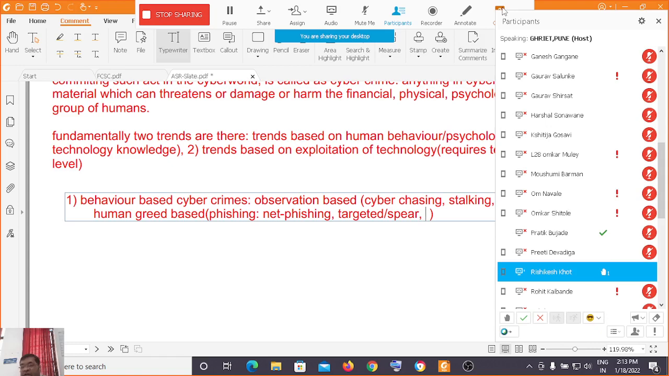Stalking is when you send abusive messages to someone unnecessarily. Abusive messages, abusive calls, threatening and likewise, that is stalking. Snooping is a type of cyber chasing, but here you simply observe the information for some business type of advertisement, generally done by spies.